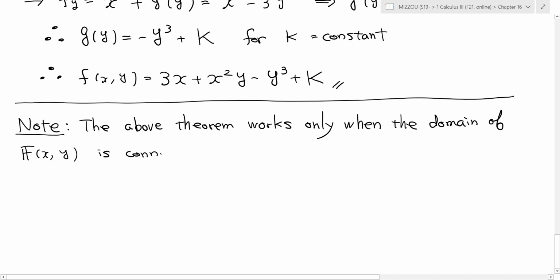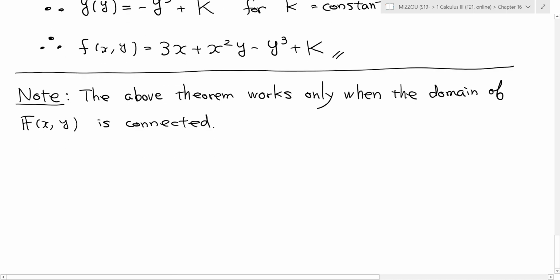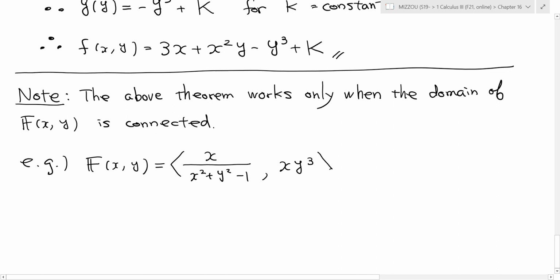What does that mean? This means this. So suppose our vector field is given like this. X component is x over x squared plus y squared minus 1. And then y component is xy cubed.